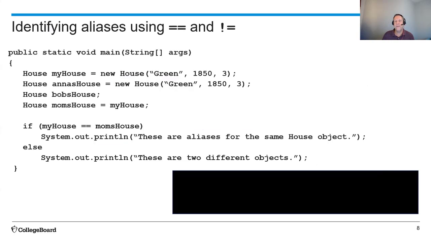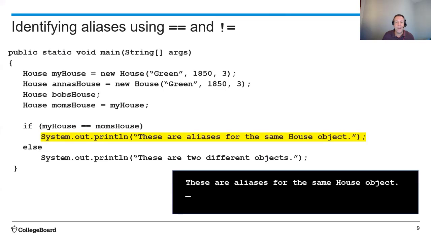So how do we identify those using a double equal sign or a not equal sign? Here's some code. I've put my declarations and constructions in this code here, and now I'm going to use an if statement and use a double equal sign. In this case, I say if myHouse double equal sign momsHouse, then it'll print out these are aliases for the same house object. And they are. We saw how myHouse and momsHouse refer to the same single house object. A double equal sign will identify that alias.